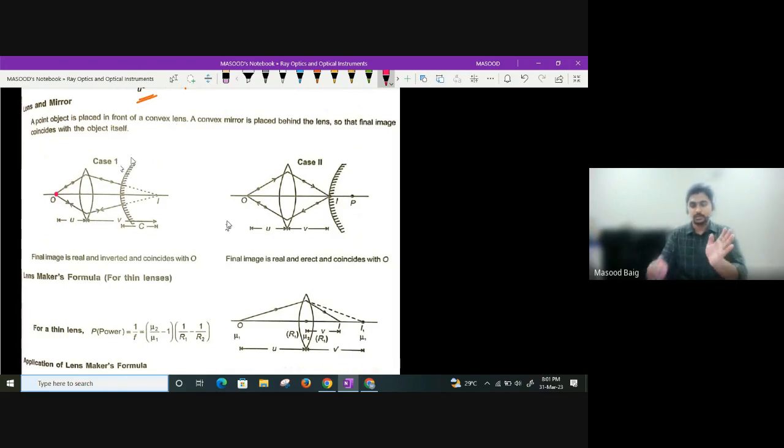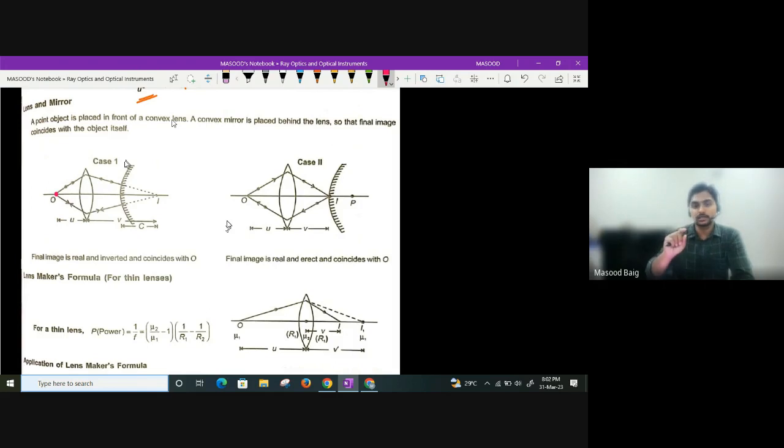From a real object, divergent incident rays. From a virtual object, convergent incident rays. For a real image, convergent reflected or refracted rays. For a virtual image, divergent reflected or refracted rays. I hope it is clear, all of you. So what they are saying is two cases are possible. Sometimes they will ask what is the distance between the lens and the mirror such that the final image coincides with the object.